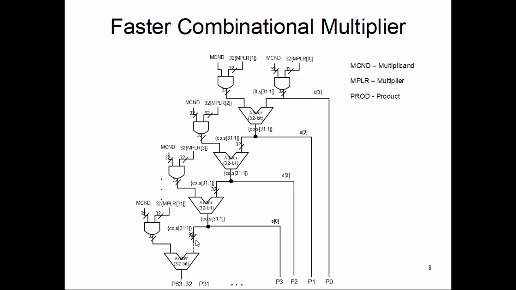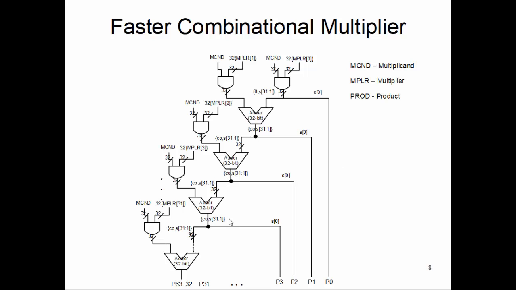Imagine there are 31 adders in that stage, and the last adder is going to give you 32 more bits. This becomes your P63 to P32. Your bits 0 to 31 are computed, and then the last stage adder is going to give you the higher part, the 32 bits.